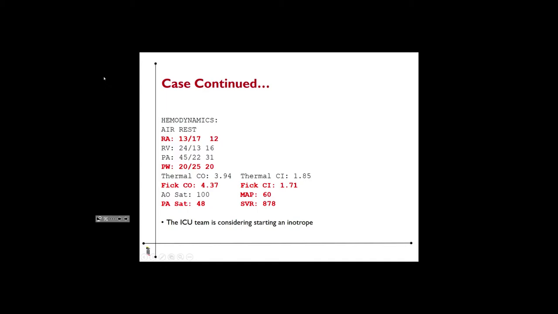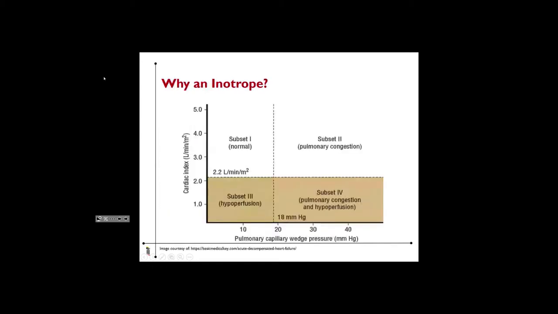Based off of these numbers, and these are for your reference, and I've highlighted some of the more important ones, the team is considering starting an inotrope. So why are they using an inotrope? What's the reason for it?